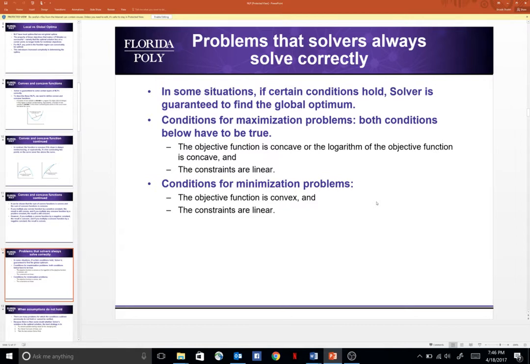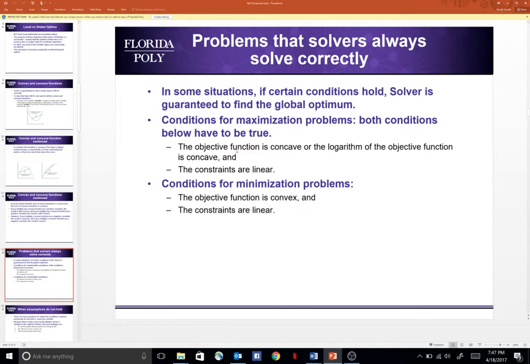All right. In certain conditions, once again, depending on whether it's a concave or convex function, you are guaranteed to find the global optimum of a nonlinear model. So for instance, if we're looking at max problems, where the objective function is maximization, then if we're looking to find the global optima, two conditions have to be met, as mentioned right here.